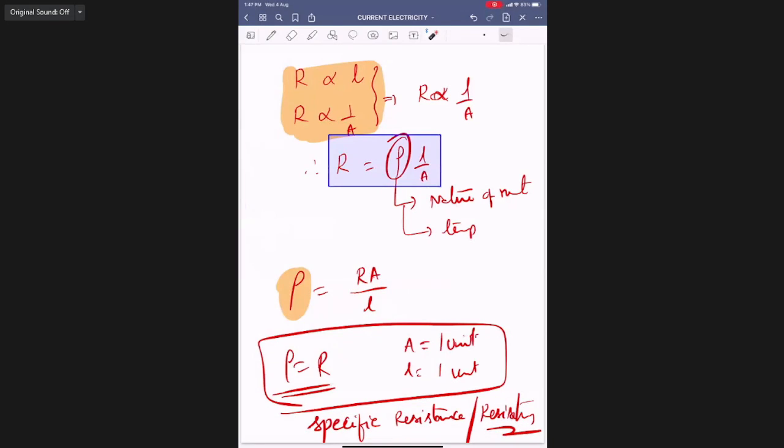Got it? When A is 1 and L is 1, the resistance of the resistor is nothing but its resistivity. That is called specific, meaning per unit area, per unit length of the conductor. Got it, everybody? Yes.